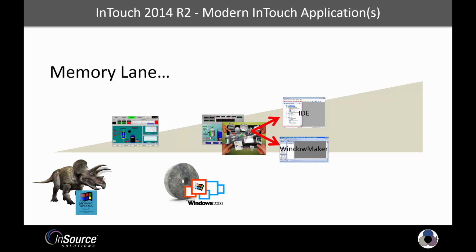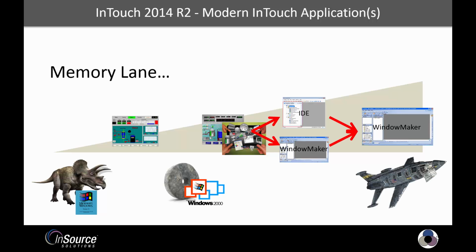So in 2014, R2, we now have the concept of the modern InTouch application. One interface for pixel and vector-based graphics. Here, you do not explicitly create a Galaxy. In fact, behind the scenes, a Galaxy does get created, but you never really interact with it through the IDE. Everything is brought in through the Window Maker interface.